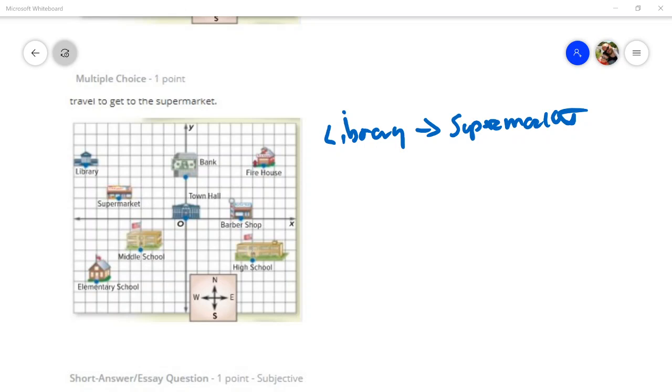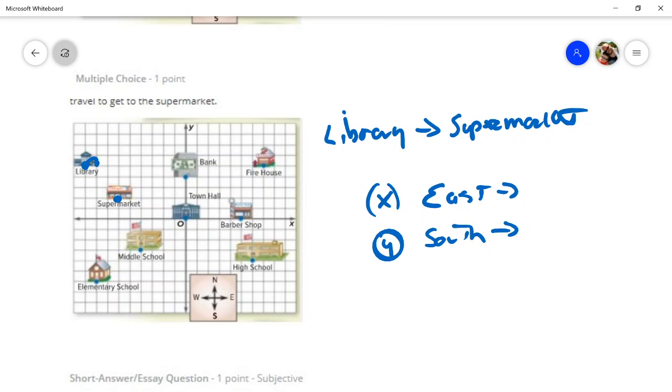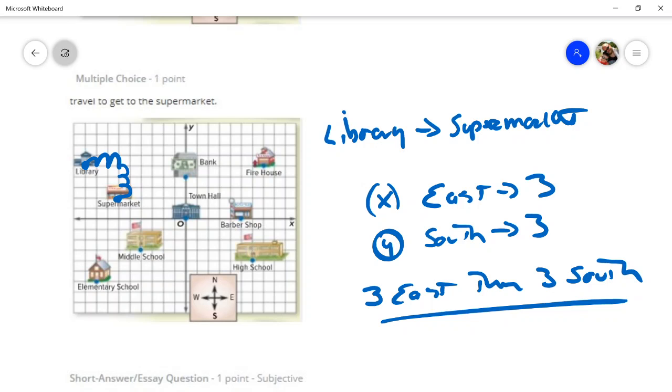Okay. So she's here and she wants to get to the supermarket, which is here. So let's go with the compass rose. So we got north, south, east, west. So let's go east first. Remember, that's our X. And then we'll go either north or south. We'll go south. All right, so east, she's got to go 1, 2, 3. And then south, she's going to go 1, 2, 3. So for her to get from the library to the supermarket, she's got to go 3 east then 3 south. Okay. Pretty easy. Pretty cool. I like coordinate plans. They're neat.